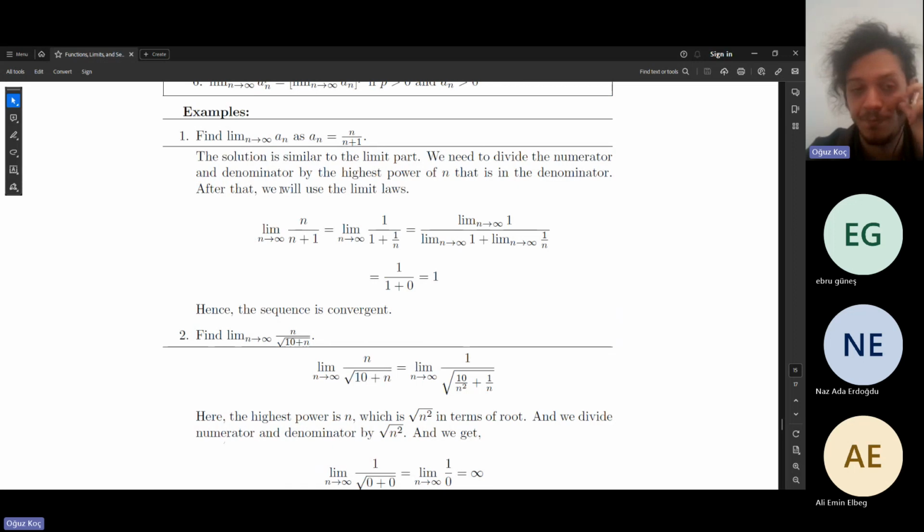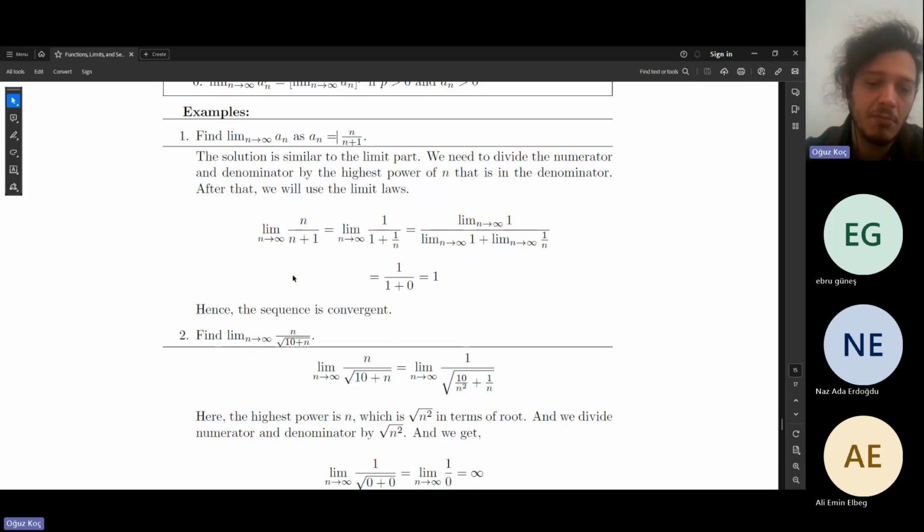And some examples for the sequences. In our first example, we need to find the limit of a_n as n goes to infinity, and our general term for a_n is n over n plus 1. As said before, the solution is similar to the limit part. We need to divide the numerator and denominator by the highest power of n that is in the denominator. After that, we will use the limit laws.